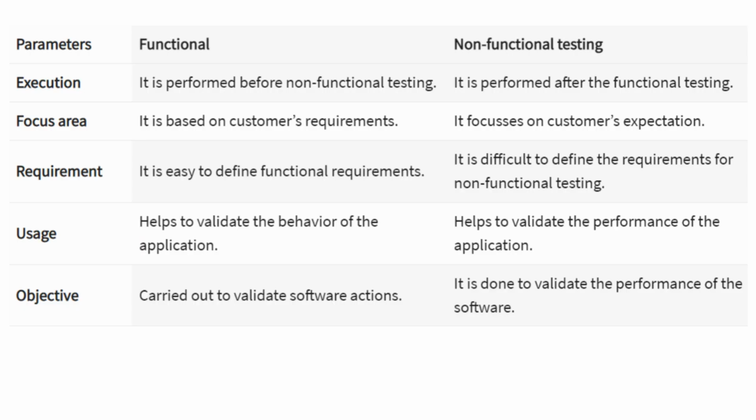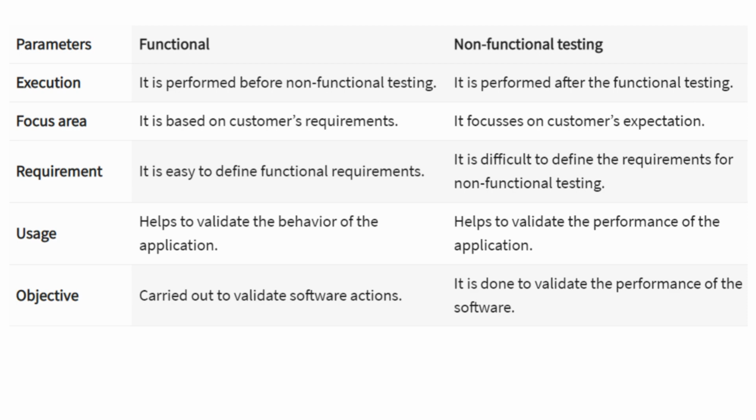Moving to the next pointer, execution. Functional testing is performed before non-functional testing is started, and non-functional testing is done after the functional testing is completed. The focus area is based on the customer requirement. We do the functionality check, and it is based on what the user is expecting. That point we have already seen.